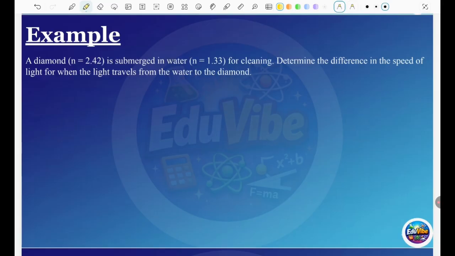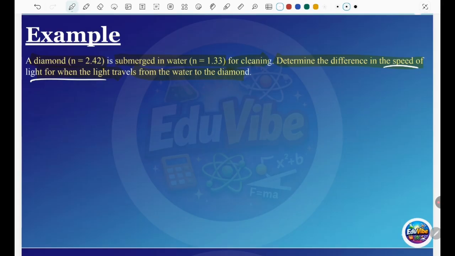So this question is talking about two different mediums. We have a diamond, which has refractive index n = 2.42, and water, which has n = 1.33. Determine the difference in the speed of light when the light travels from the water to the diamond. So we have to find the different velocities, the v for both, and then subtract them.